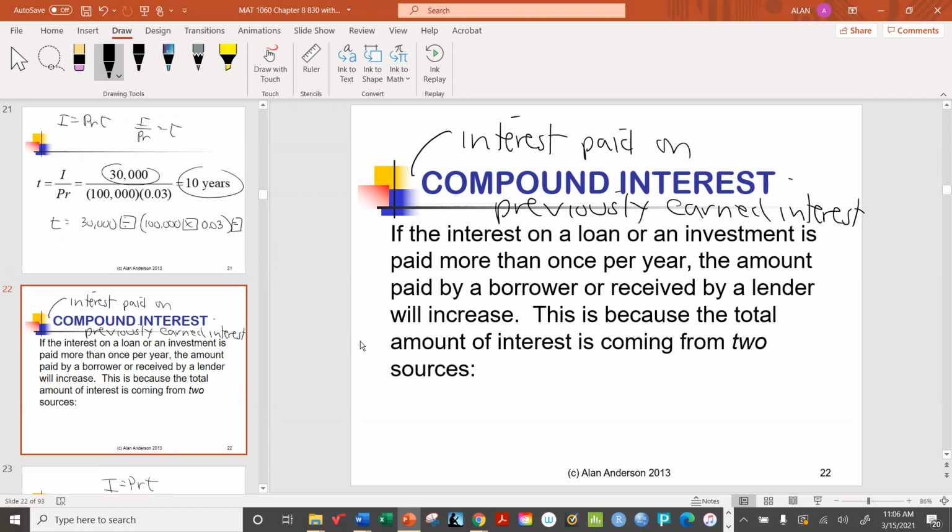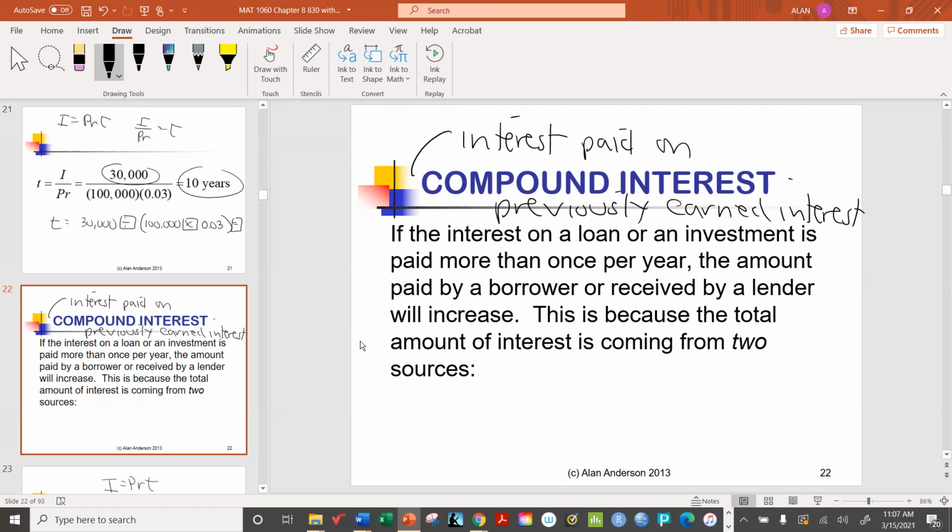Because what's happening here is that all of a sudden, instead of just earning interest on principal, we're starting to earn interest on interest that we've previously accumulated in our account. Or in the case of a loan, you're paying interest on the interest that you previously paid. So there's now a second source of interest that you can earn from a bank account, under certain conditions, that is.